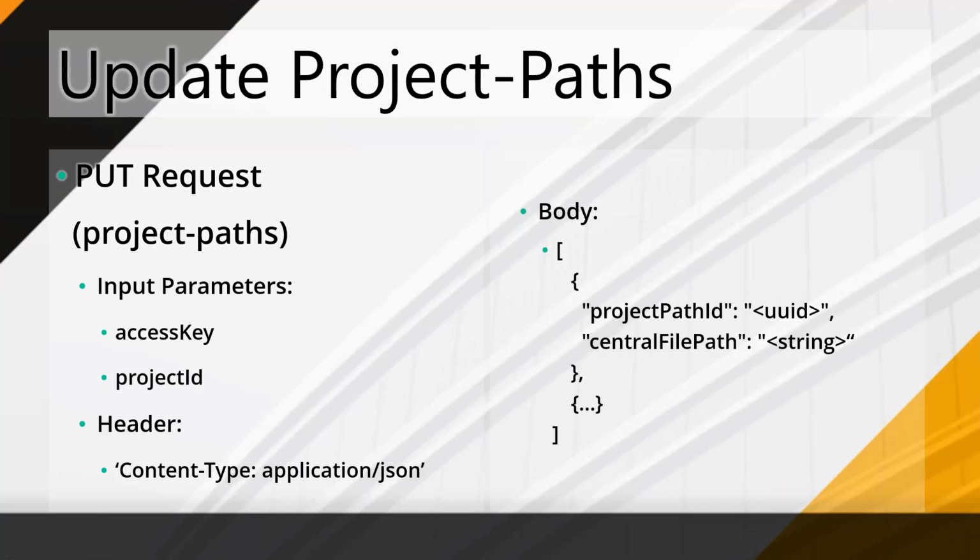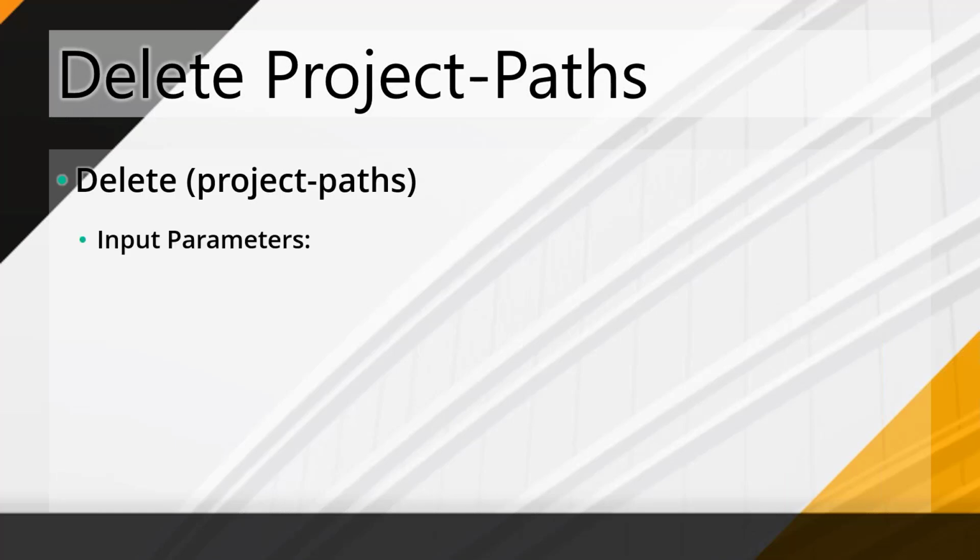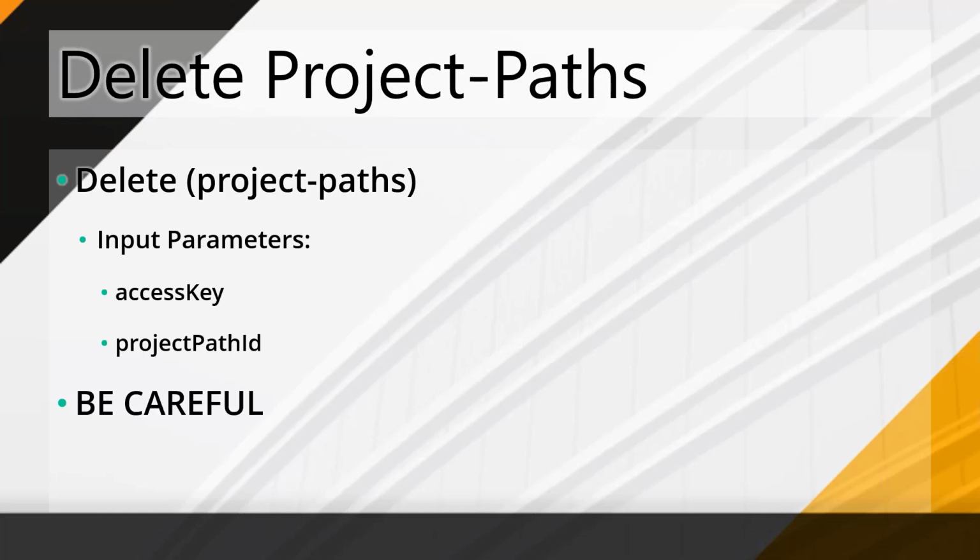Now, there's more to this than just the updating of project paths. There is technically the ability to delete project paths. The delete project paths allows the input parameters of access key and a project path ID. Now, this one here, I want you to be very, very careful. This delete project paths actually destroys data. It deletes data from the CTC environment, and there is no recovery from it when you do this. What it will do is actually delete the path, and it deletes all records that were stored with that path.